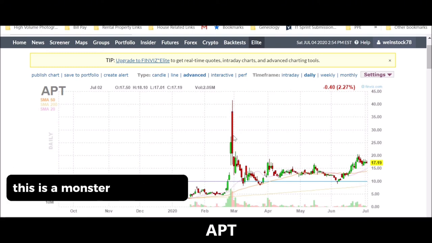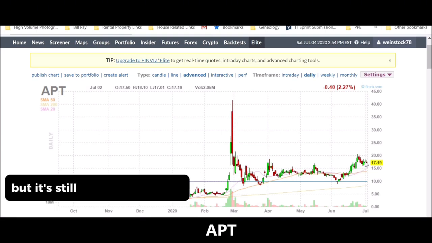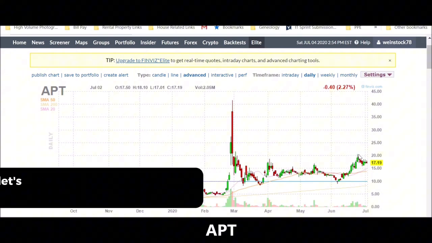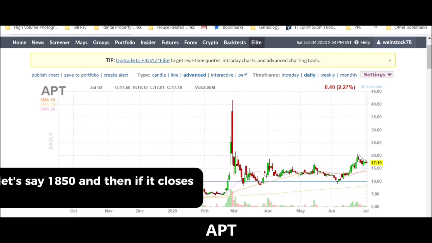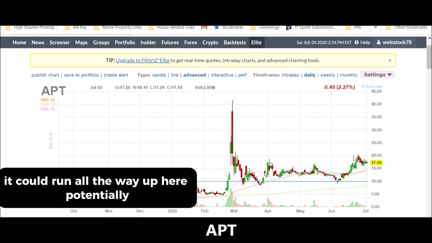This is a monster candle here. Don't know what happened that day, but it's still in a nice uptrend above all the important moving averages. And the interesting thing about this is if it closes above, let's say 18.50, and then if it closes above the high of these candles, let's say 20, 21, there's no telling what could happen. It could run all the way up here, potentially.